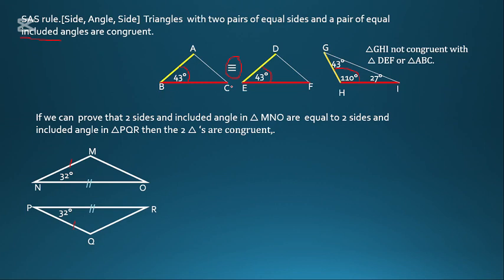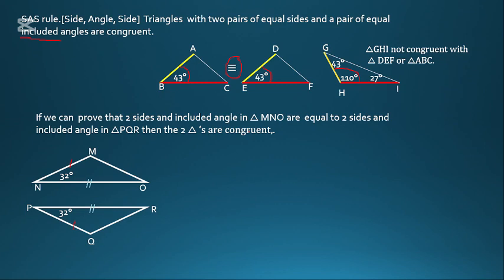Now, if we can prove that two sides and the included angle in triangle MNO are equal to two sides and the included angle in triangle PQR, then the two triangles are congruent. We only need to give three elements, right? And they must be SAS, side, angle, side. And the angle must be included in between the equal sides.